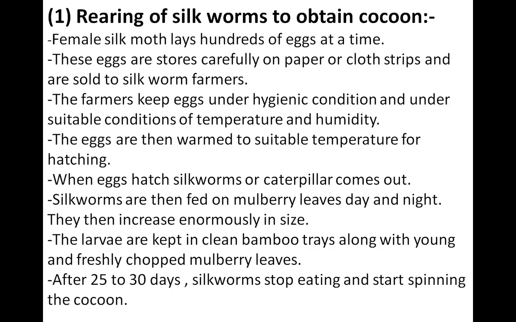The farmers then keep these eggs under accurate temperature and humidity. Means the temperature should be proper for the growth of the eggs. They are warmed to the most appropriate temperature to hatch the eggs to produce the larva or the caterpillar. Means if we do not provide the appropriate temperature, the egg will not hatch. So for that we have to provide appropriate temperature.